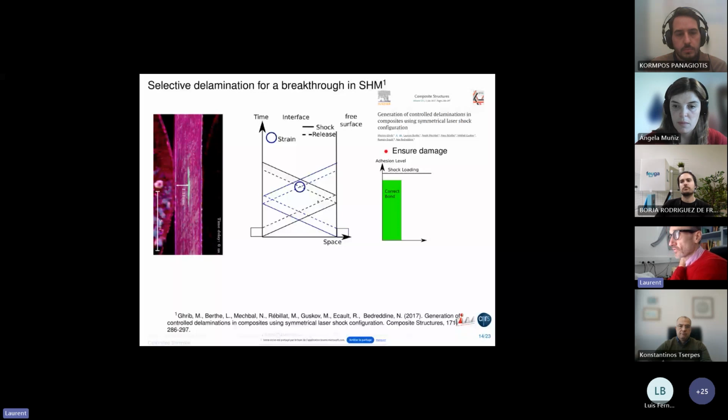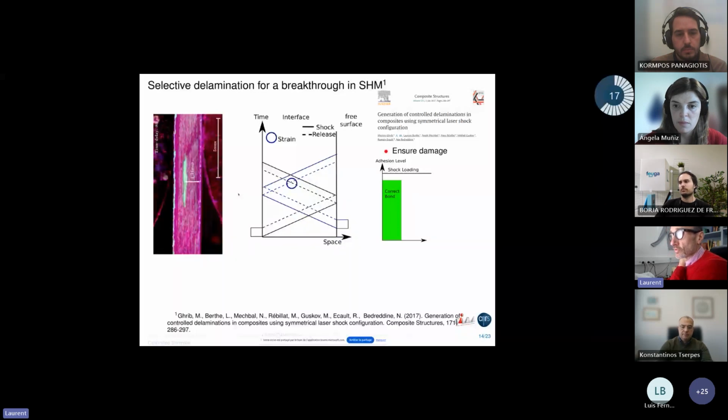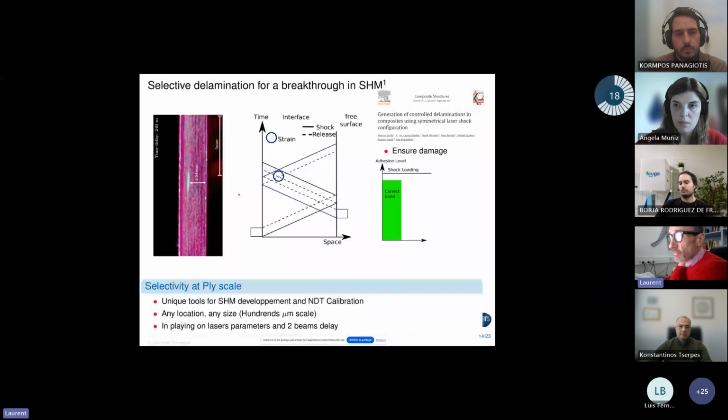And when we play with the pulse durations, we can see that we can move the damage inside the material. So we had a very well controlled damage inside the materials, playing only with the delay between the two pulses. Then we have done an extension with not only one damage.